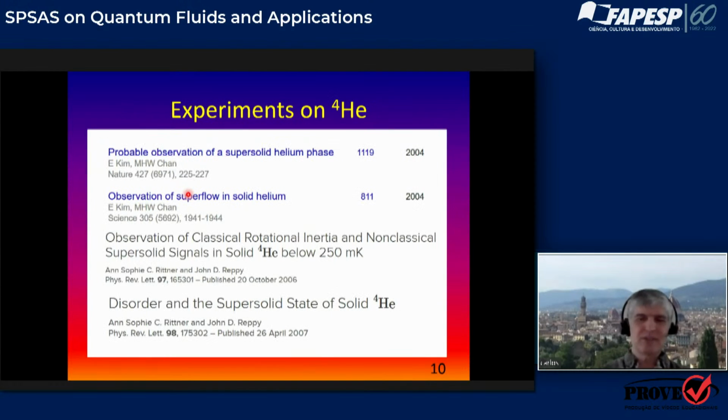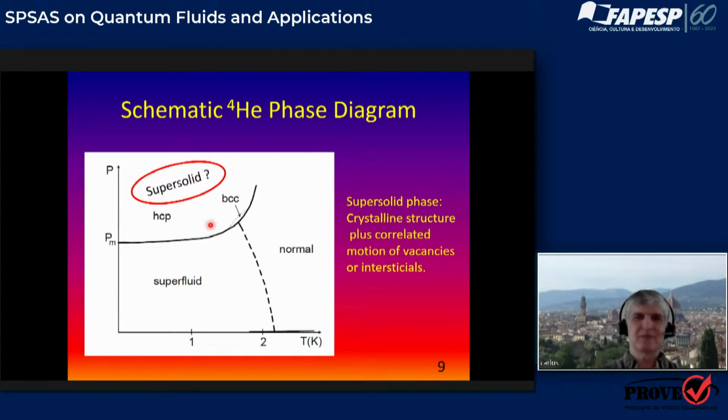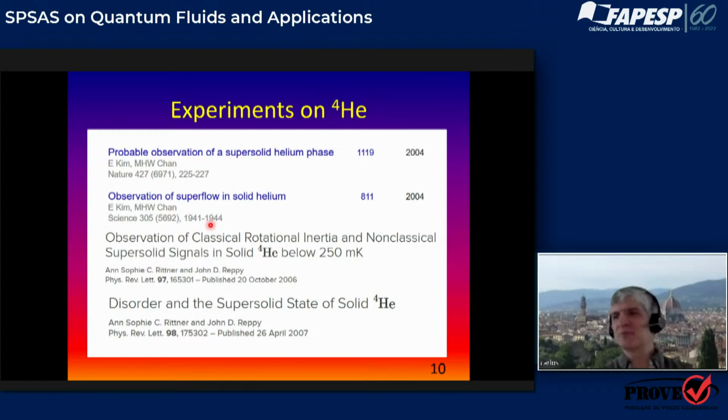So of course, since 1970 there was a lot of work trying to find out, but everybody failed until 2004, when there was a work from the group of Moses Chan at Penn State, which claimed to have observed, they were cautious by saying probable, but in the paper there was a huge discussion that it most likely is a supersolid. There was a lot of work, and then a following paper, one in Nature, another in Science, with a more incisive observation of superflow in solid helium, which indicates that it's also a superfluid.